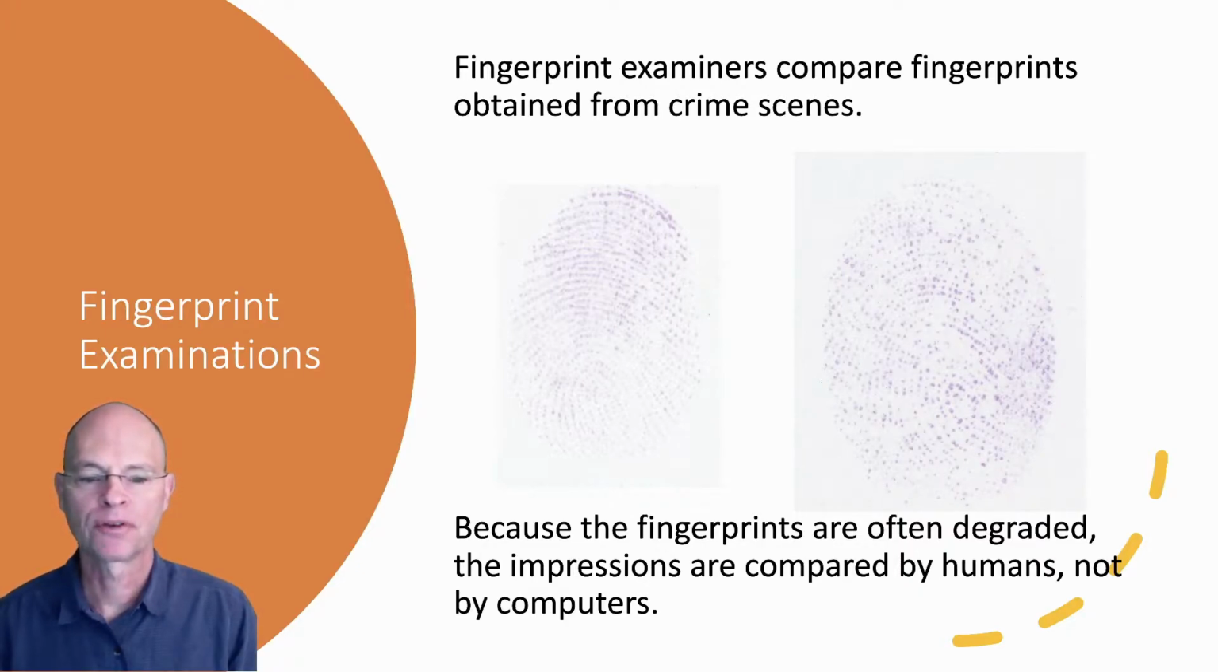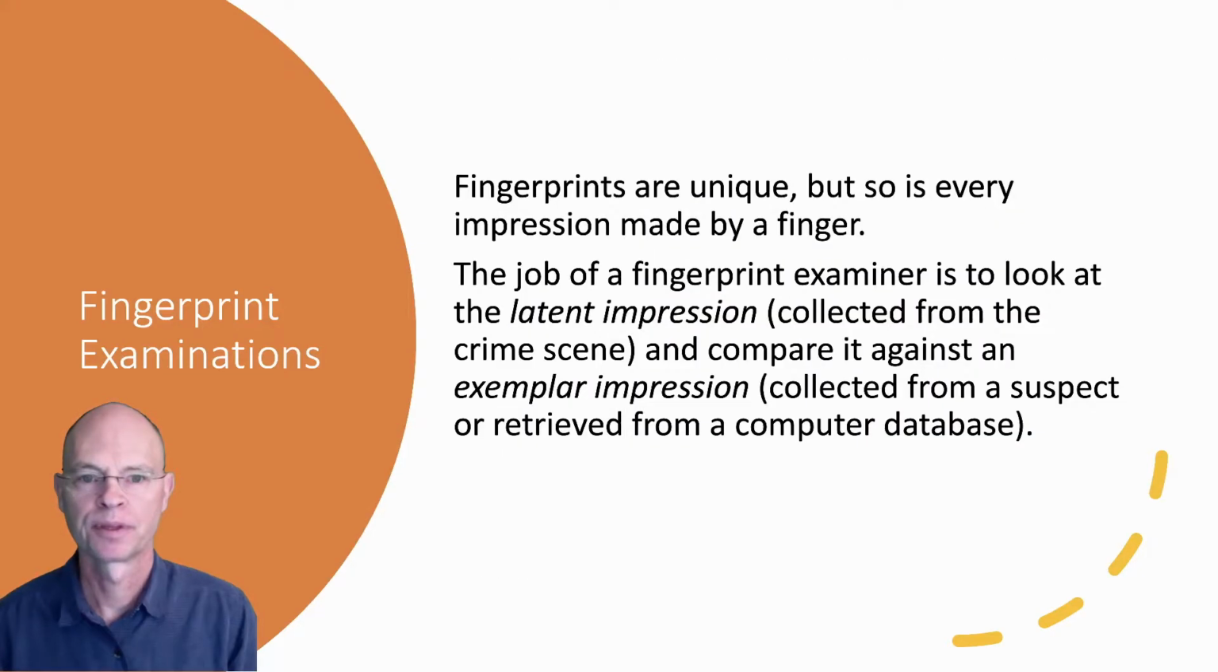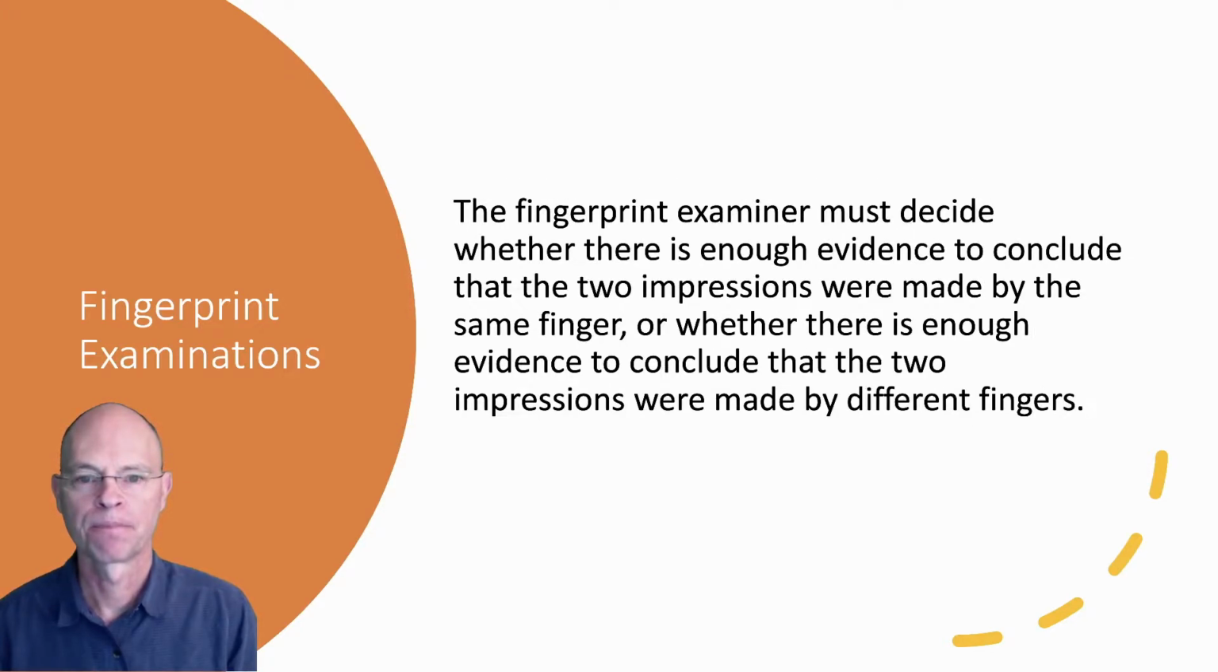Because the fingerprints are often degraded, the impressions are compared by humans, not by computers. Fingerprints are unique, but so is every impression made by a finger. The job of a fingerprint examiner is to look at the latent impression collected from a crime scene and compare it against an exemplar impression collected from a suspect or retrieved from a computer database. The fingerprint examiner must decide whether there is enough evidence to conclude that the two impressions were made by the same finger, or whether there is enough evidence to conclude that the two impressions were made by different fingers.